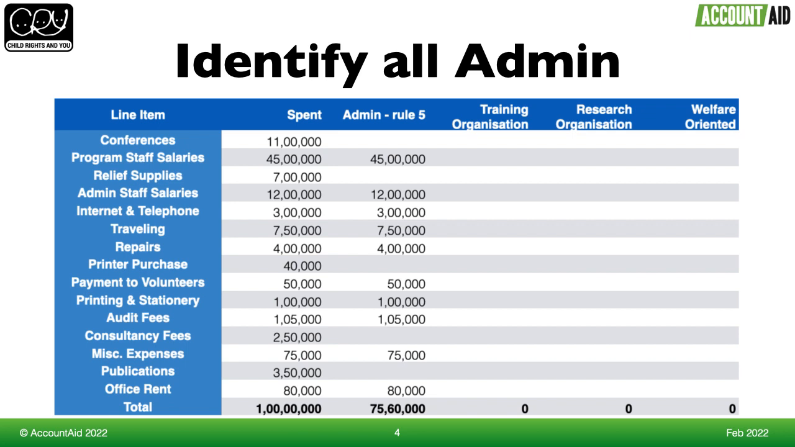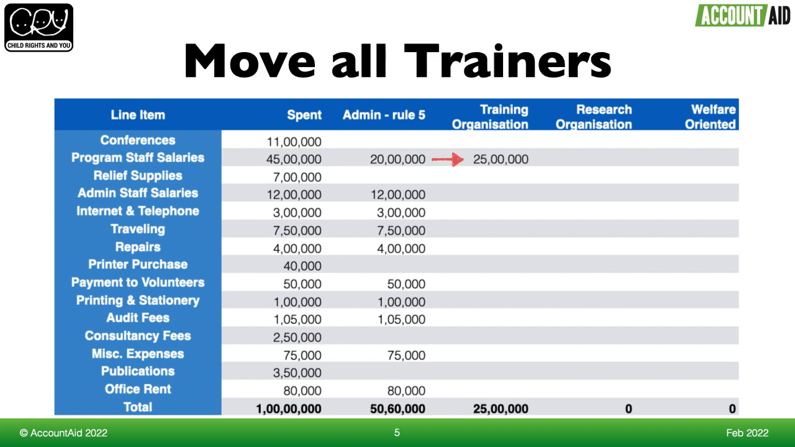Once we've done that, if we are a training organization, then we go to the next step, where we move all the expenses paid to trainers, including their salaries, etc., out of column 3, and we park them on one side under the column training organization. So here our admin expenses reduce to about 50%. That would have been fine if we were talking about financial years up to 2019-20, but from 2020 onwards the limit has been reduced to 20%.